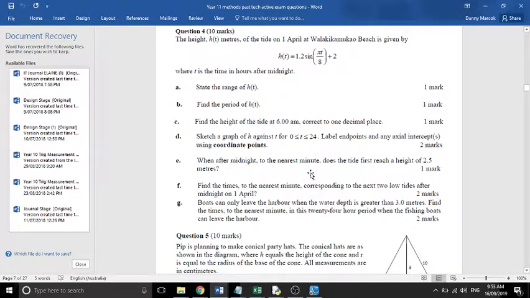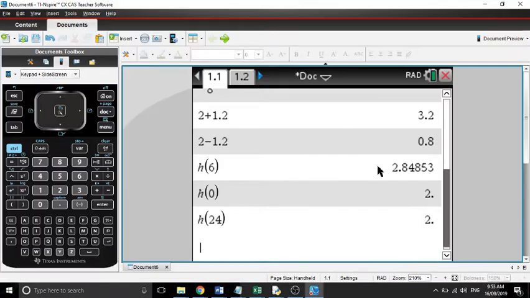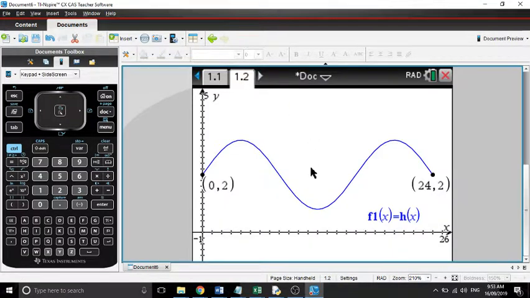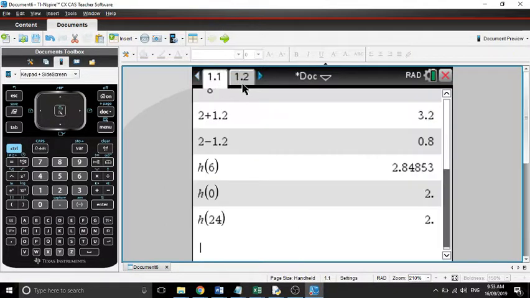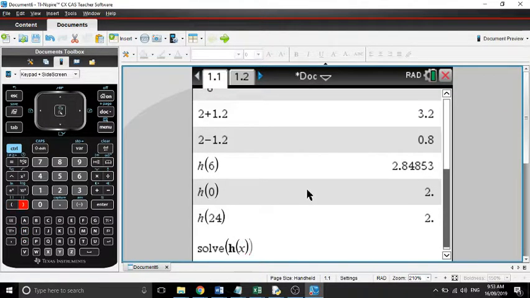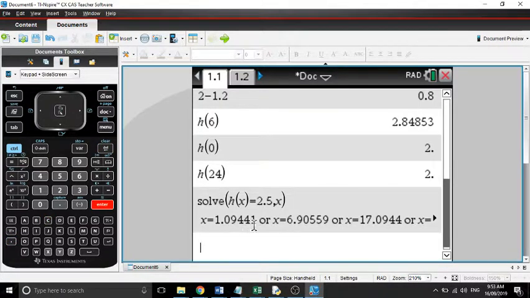All right. When after midnight, to the nearest minute, does the tide first reach 2.5 meters? We want to see where it reaches 2.5 meters. We'll go through this a couple of ways. Solve h of x equals 2.5 for x. Closing that, it gives us lots of different solutions. This is the first one, 1.09. So it happens at 1.09.